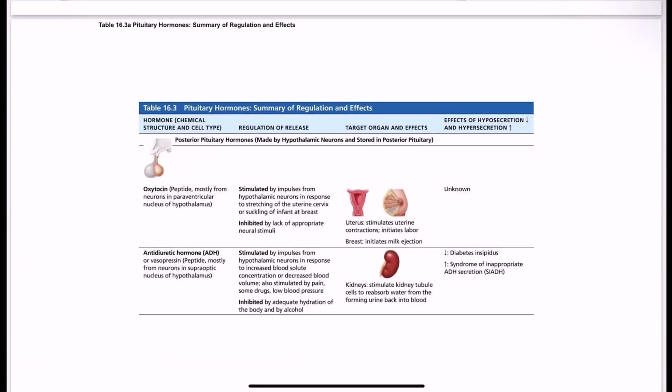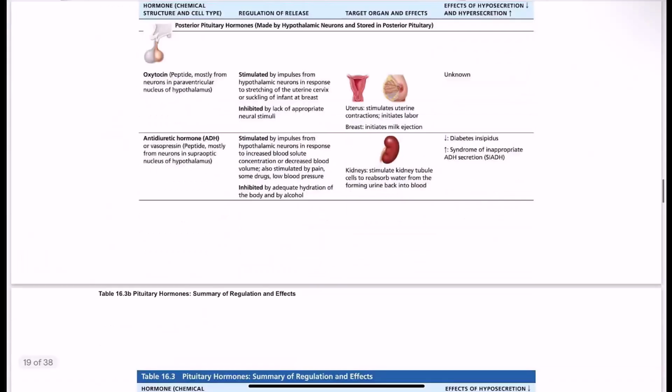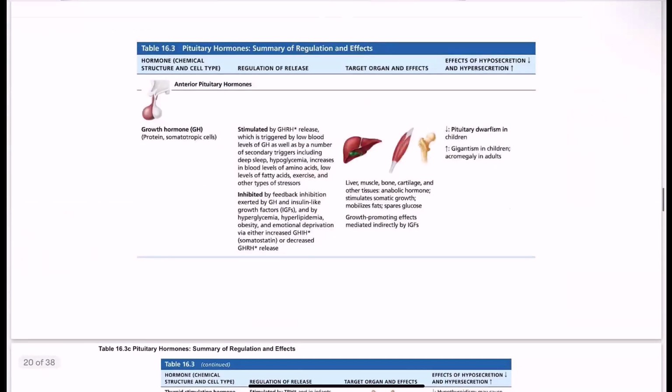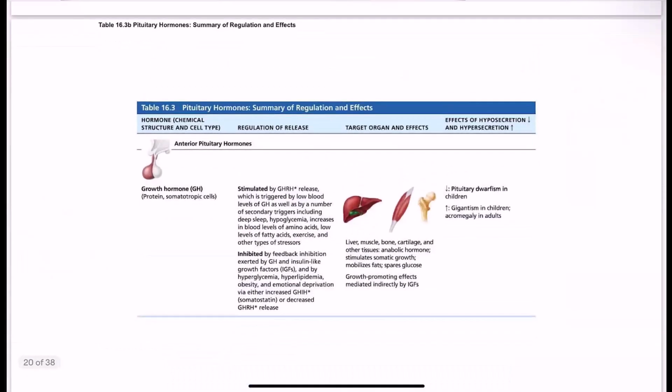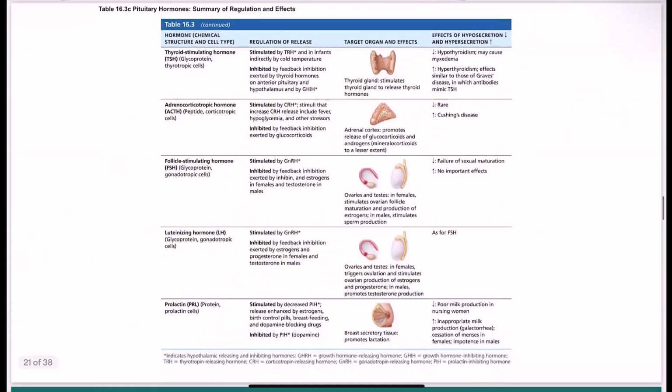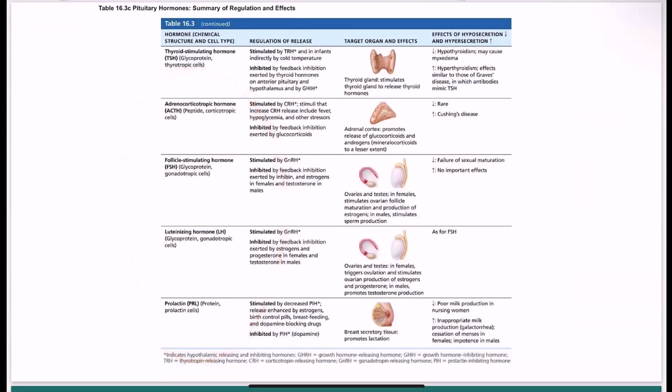The following several slides are tables from your textbook that I think are just nice summaries of what each of these hormones do. So there's ADH and oxytocin, which we just talked about, from the posterior pituitary. And then from the anterior pituitary, there's growth hormone. Notice which one is highlighted here, right? Growth hormone, and then all of those other ones we just talked about.